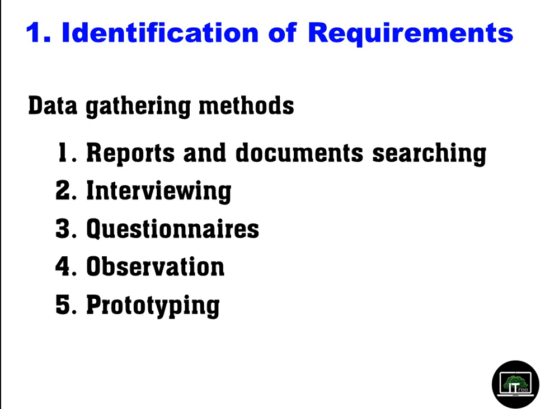That is very, very important. When you are trying to solve a problem, we should know the problem we are going to solve and how well we can solve it. So the first thing is gathering the data required for that project. We use report and document searching, interviewing, questionnaires, observation and prototyping. We may use one or many of these methods. Most of the time we may use 2 or 3 methods to collect the data, as it may not be sufficient to depend on one method.